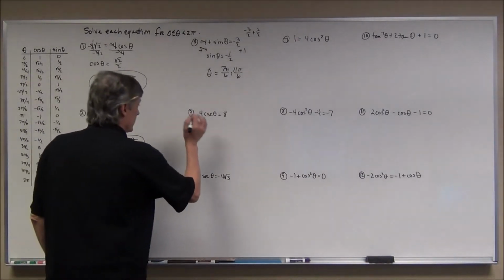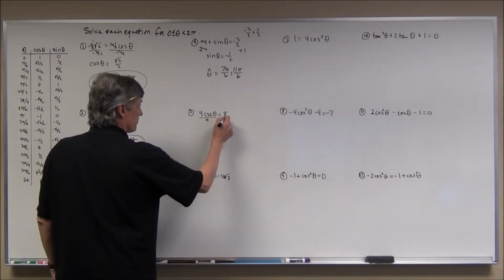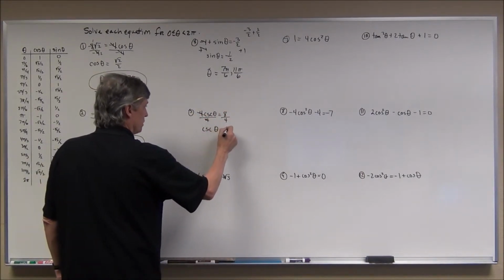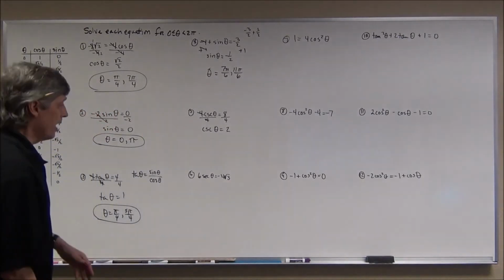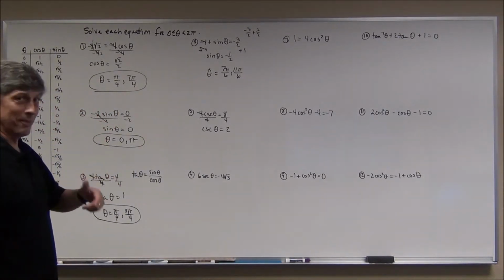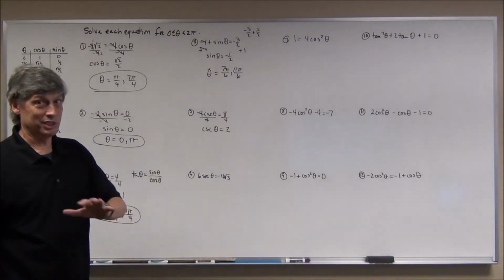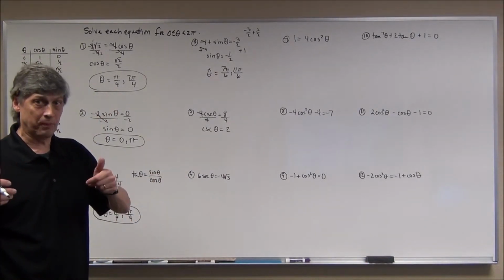Next problem up. I'm going to divide both sides by 4. And I get the cosecant of theta is equal to 8 divided by 4, which is 2. Now I have a problem. I mean, I'm good with sines and cosines, and I'm decent with tangents, but cosecants and secants and even cotangents not so great. So this is where I use the reciprocal idea.